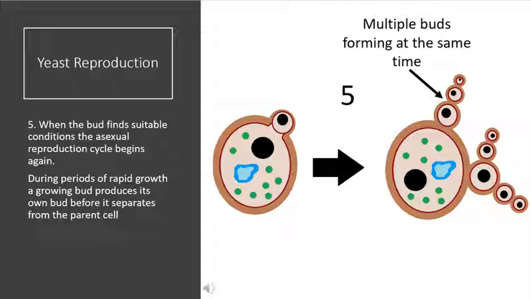Yeast will stop budding when it runs out of time, when the temperature becomes too hot, or when it runs out of food. This stops the yeast reproduction cycle.